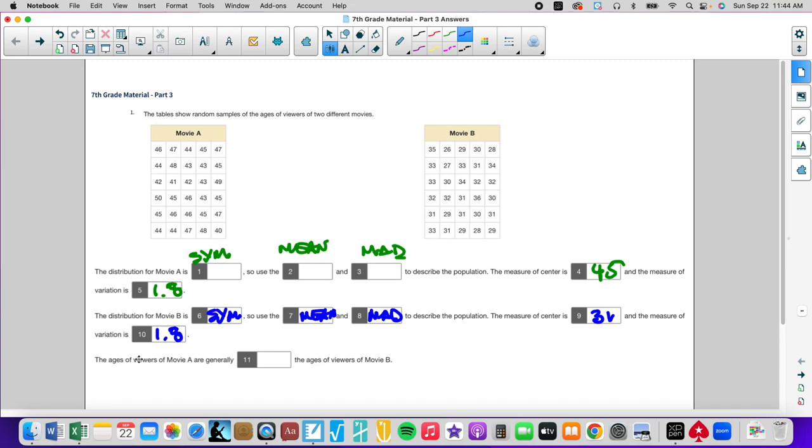So the ages of viewers of movie A are generally blank. So our choices here are going to be greater than, less than, or the same as. So A, we see that the average age of the viewers was 45 for movie A, 31 for movie B. So the ages of viewers for movie A are generally greater than the ages of viewers of movie B.